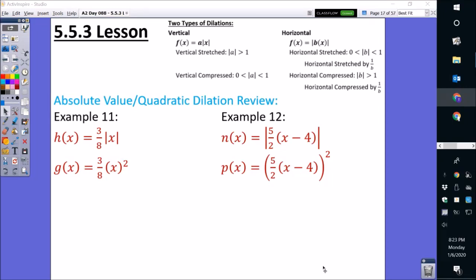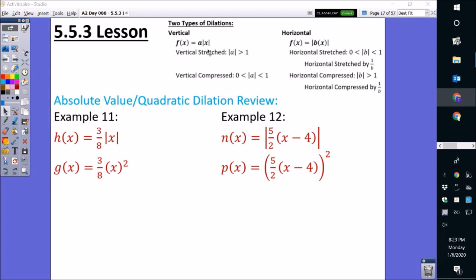In this next part, we're going to go over dilation. And as I stated before, if you remember the rules for dilation when it comes to absolute value and quadratic, then you will be perfectly fine when it comes to cubic because it's going to be the same rules. So at the very top, I brought back the rules.